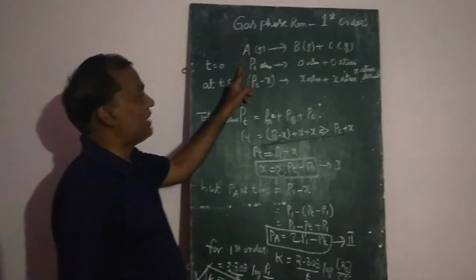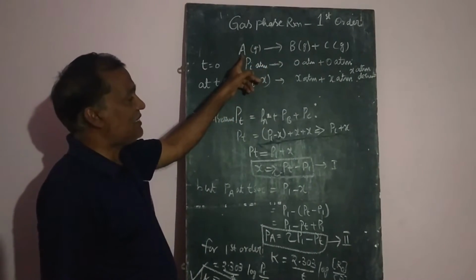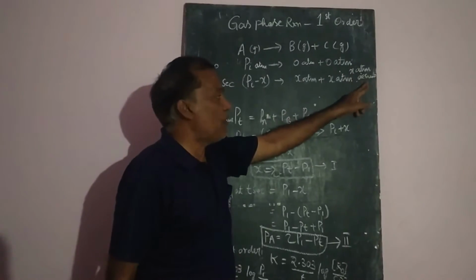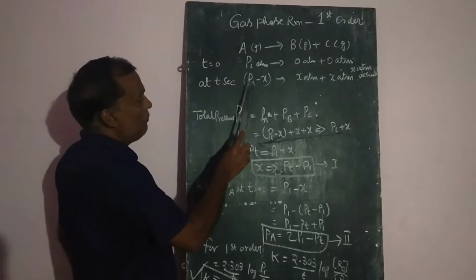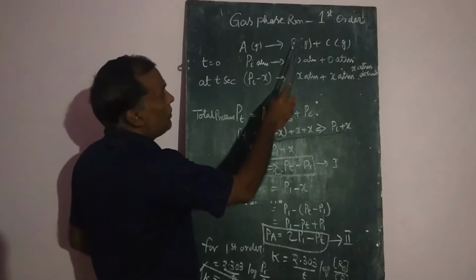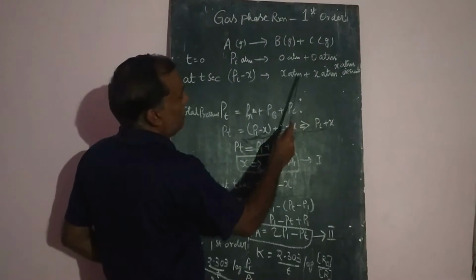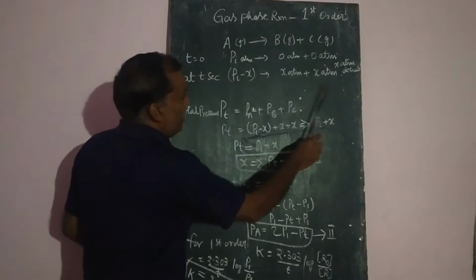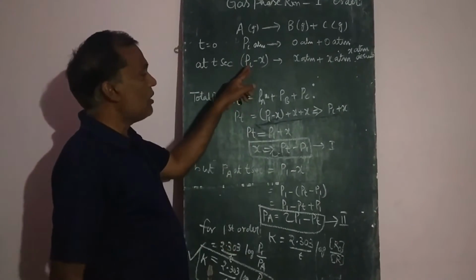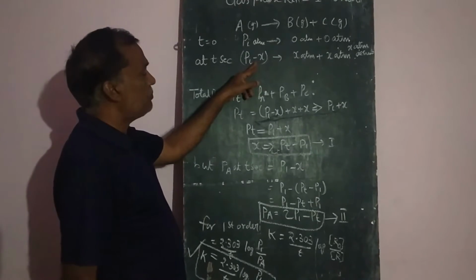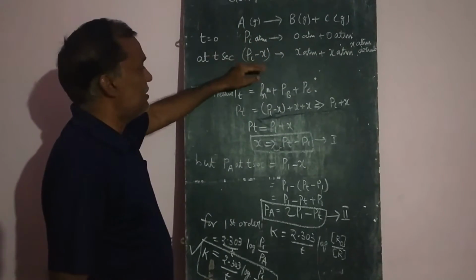Then after t seconds of time, if the change in the pressure is X, that means the pressure of the reactant A is coming down by X atmospheres. Then the final pressure at t seconds of time, gas A will be P1 minus X. At the same time, gas B will be X atmospheres. Whatever the decrease is, that much increase will be there in the products. So this is the final equation. P1 minus X is the pressure after decreasing by X atmospheres after t seconds of time.